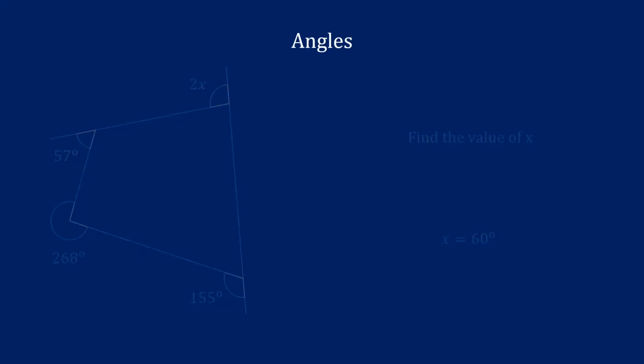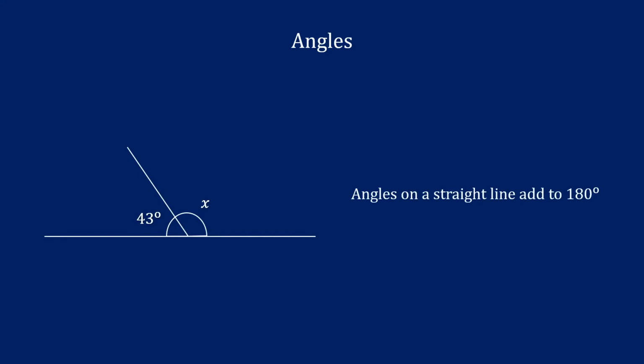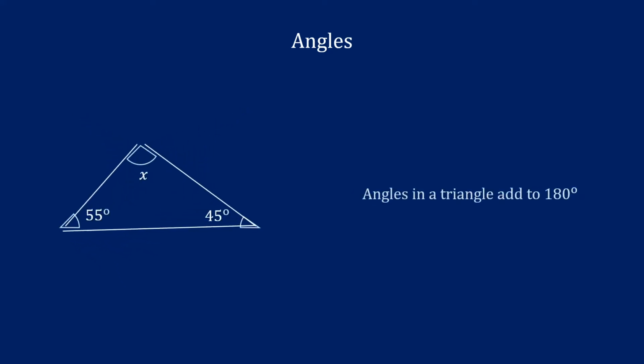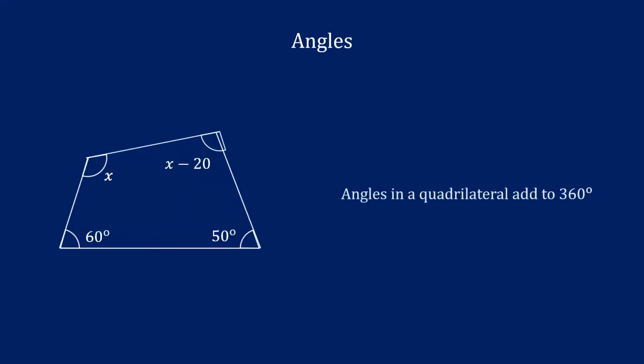Right, new thing from my videos, it is recap time. Let's see everything that we learned today. We learned that angles on a straight line add to 180. We learned that angles around a point add to 360. We learned that angles in a triangle add to 180. And we learned that angles in a quadrilateral add to 360.